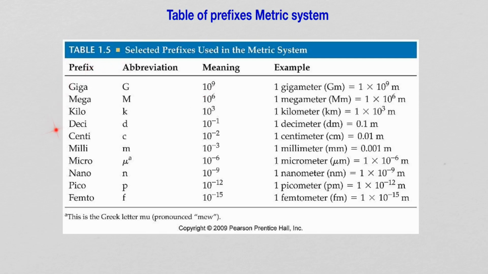So the same nomenclature of prefixes and power of 10 correspondence can be applied to other units, to all other units in the metric system. It can be applied to kilograms, to newtons, and so on and so forth.